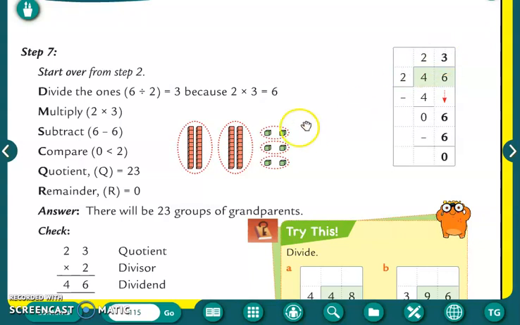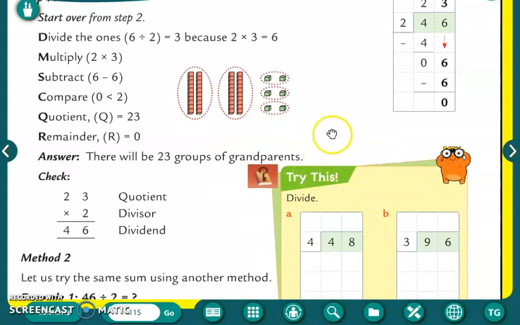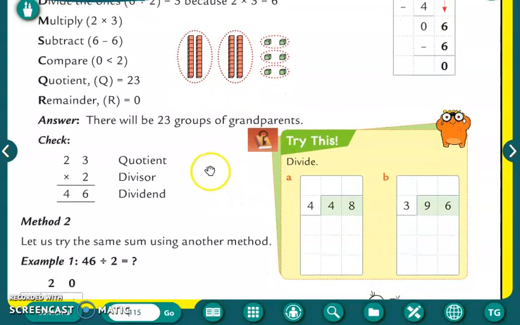quotient is there. So whatever the steps we had followed here at the tens place, like this we have to follow the steps for the ones place. So like this you can do the calculation for 2-digit numbers. And then afterward we have to write there will be 23 groups of grandparents.